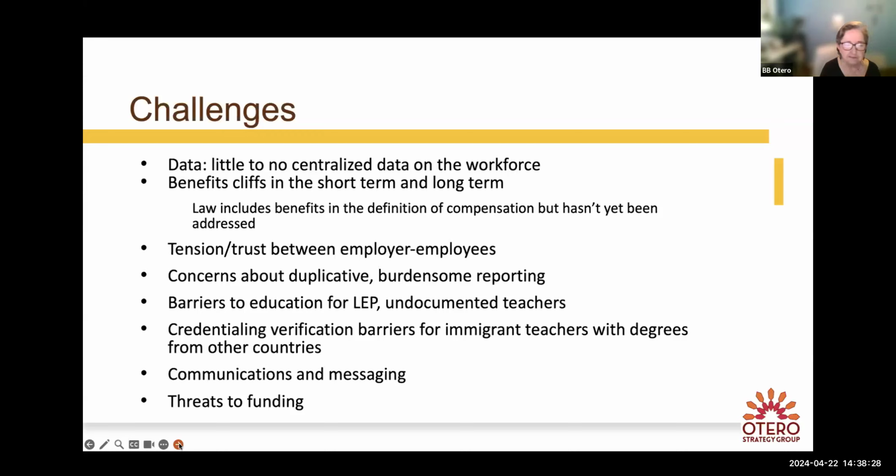Burdens of reporting, barriers to education, for example, for people to move up the ladder in terms of their credentials. There are lots of issues around verification of credentials, foreign credentials, and hoping that we can really work with foreign credentials and make sure that they're validated in a way that folks can access the compensation. And then, threats to funding. Next.